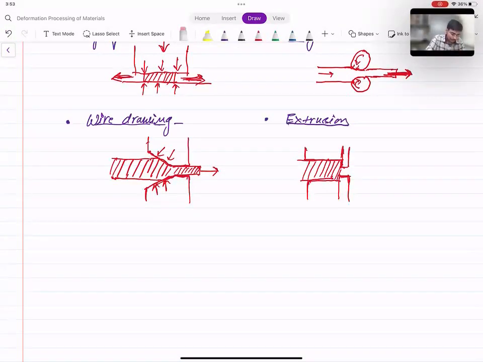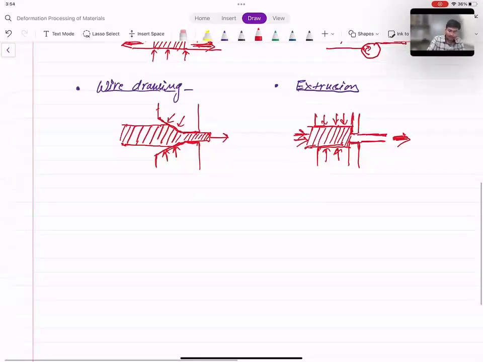Now from here, this is pressed, and from here it is allowed to come out. Okay, so when this material is pressed from here, the compressive stresses acting here cause it to get reduced in cross section, and ultimately the finished product of reduced cross section comes out from here. This process is called extrusion.